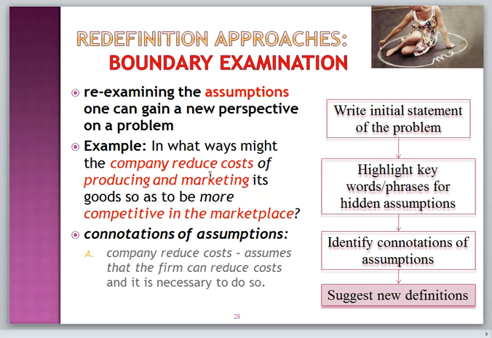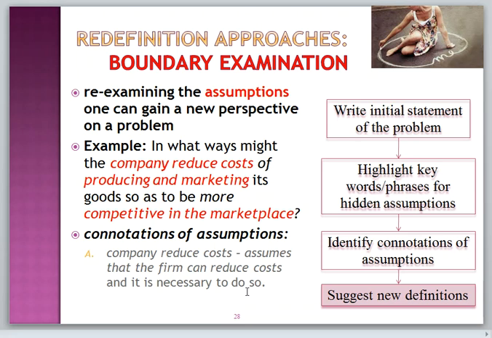So let's have the first one: company reduce cost. Think about it. Company reduce costs, based on a discussion with experts, it assumes that the firm can reduce costs and it is necessary to do so to solve the problem. So in what ways might the company reduce? So when we redefine the problem, we show that we need to reduce costs, right? Based on studying the connotations of these keywords.